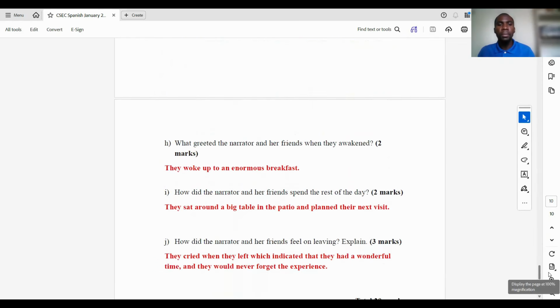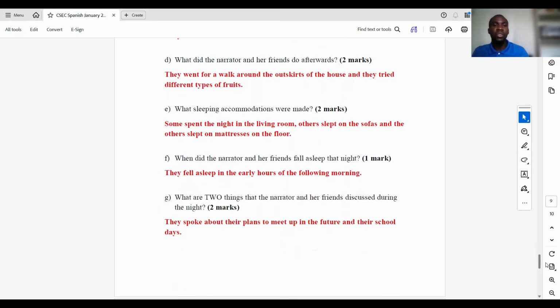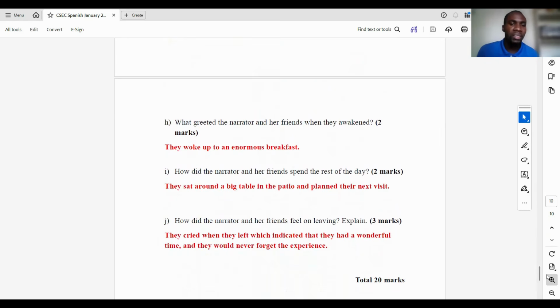Okay. How did the narrator and her friends spend the rest of the day? So it says, pasamos el resto del día sentadas alrededor de una mesa grande en el patio, planeando la próxima visita. So they spent the rest of the day seated around a big table in the patio or yard, planning their next visit. So they sat around a big table in the patio and planned their next visit. So that's how they spent the rest of the day.